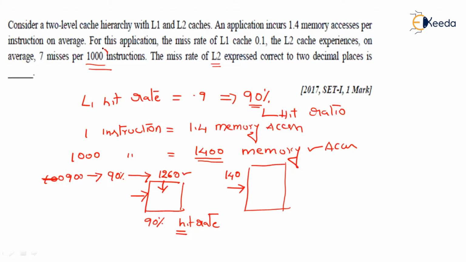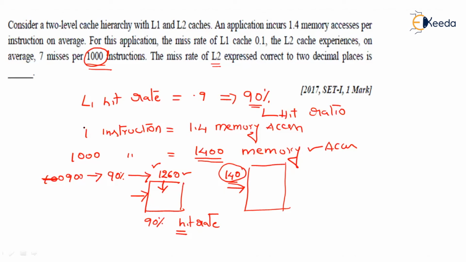Okay, but out of 1000, 900 instructions are available within L1 itself, right? Only for the remaining 100 instructions, which take 140 memory accesses, because one instruction is equal to 1.4 memory accesses, mind you. 900 instructions incur 1260 memory accesses, and those are available in cache 1 itself. Only for the remaining 100 instructions, which consume 140 memory accesses, we will go to L2.